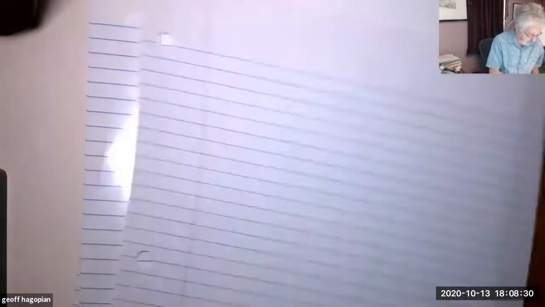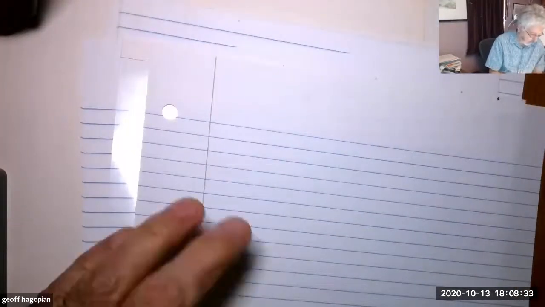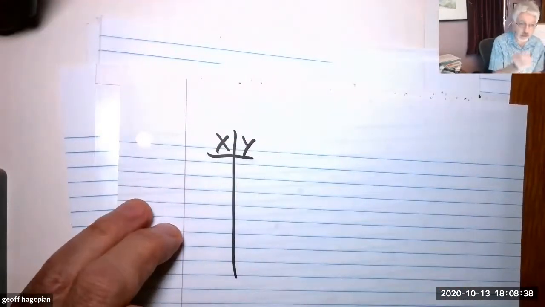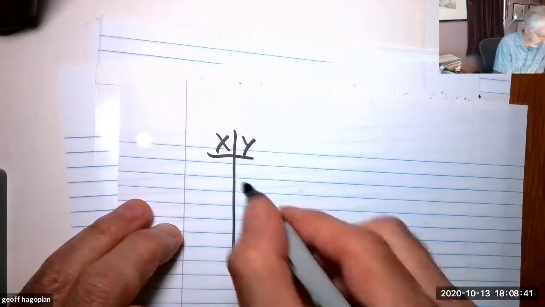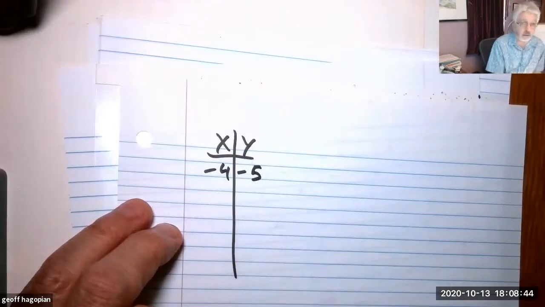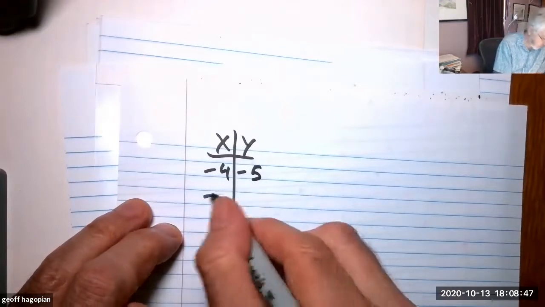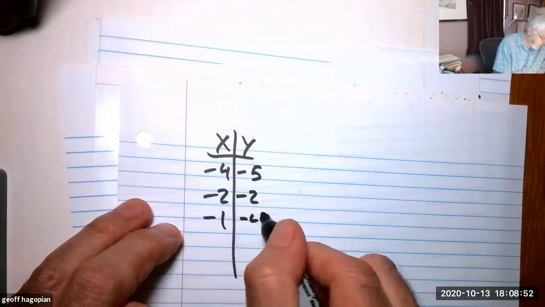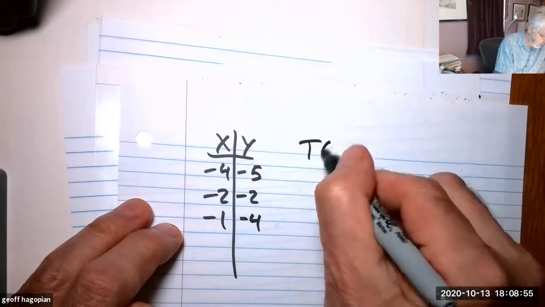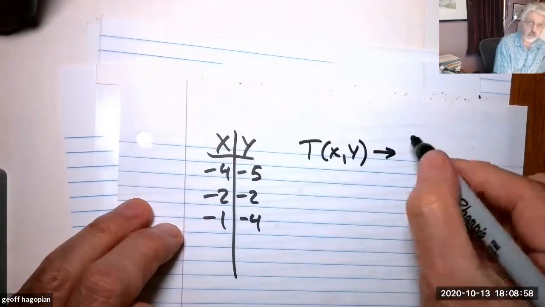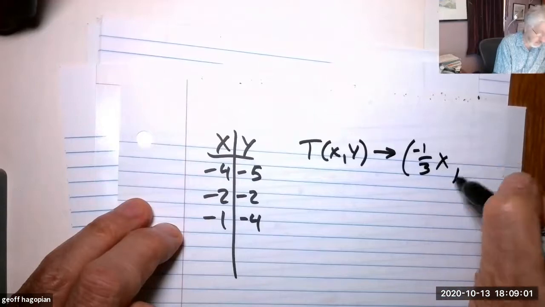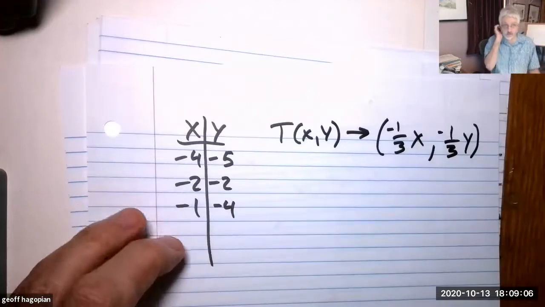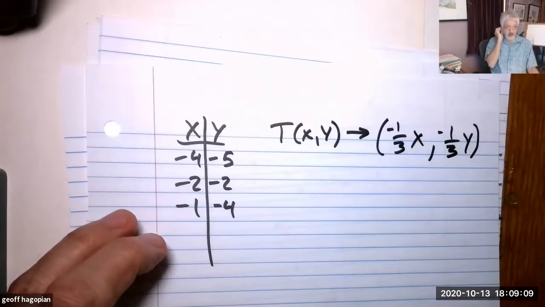We've got a table of values essentially for 3 points in the Cartesian plane, and I just picked them out from the graph as (-4, -5), (-2, -2), in no particular order, and (-1, -4). So if our transformation takes the point (x, y) to the point (-1/3 x, -1/3 y), as is described here. Now you'll have different parameters, right? So there's a lot of variations on this problem.